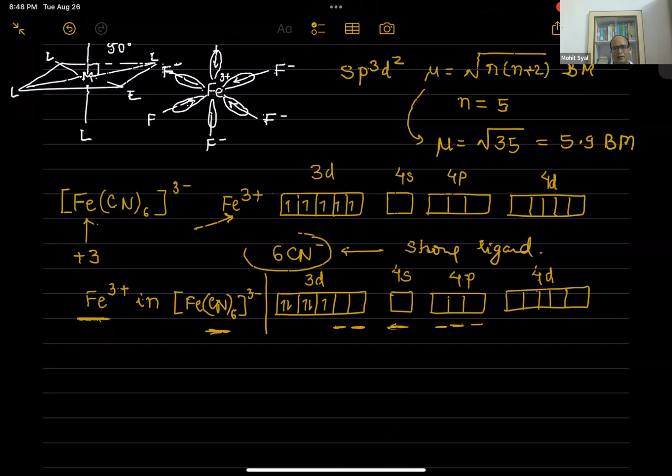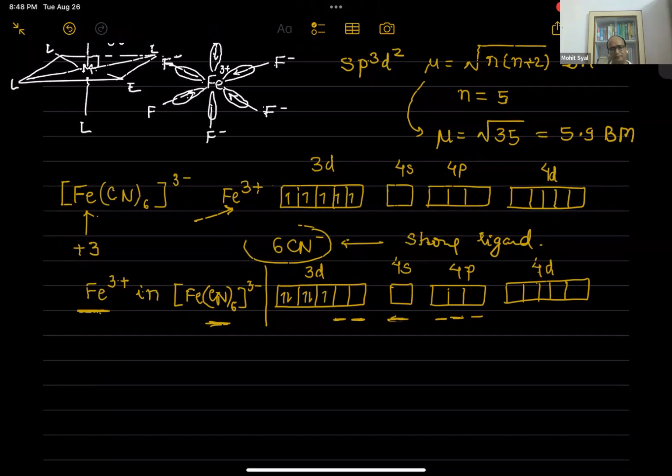In that complex, I used the outer d orbitals from 4d. In this complex, I use 3d. Why? How come I use the 3d, in spite of having 5 electrons in 3d? Because those 5 electrons got paired up. Who paired them up? The strong ligands. Is it clear? Yes.